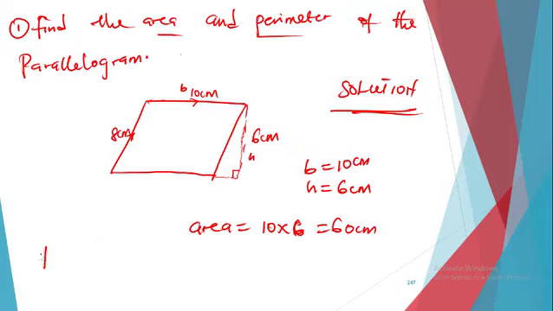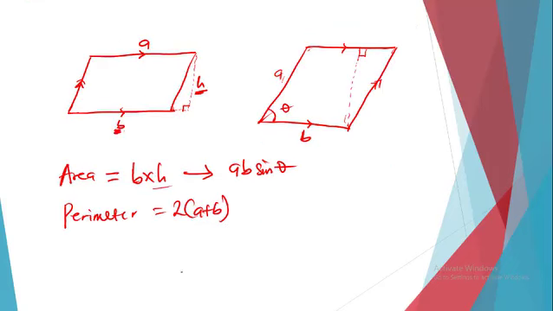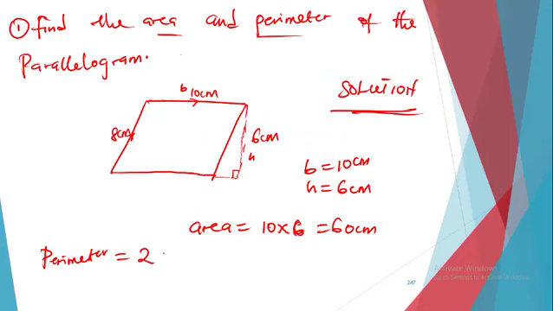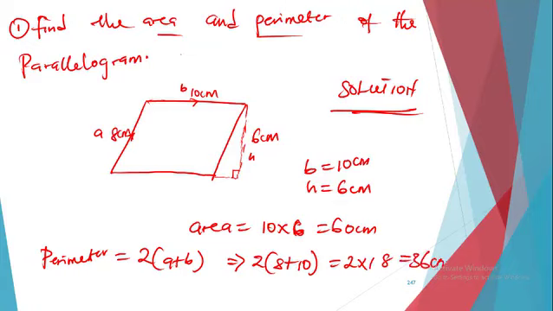Then for the perimeter of parallelogram, it's given as what, 2 into a plus b, and then we'll have 2 into, what's our a? Our a is 8 plus b, which is 10, and that will give us 2 times 8 plus 10 is what, is 18, which will give us 36 cm as our answer. Okay, example number 2.